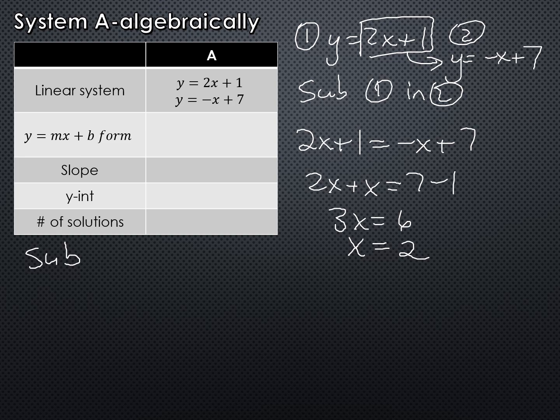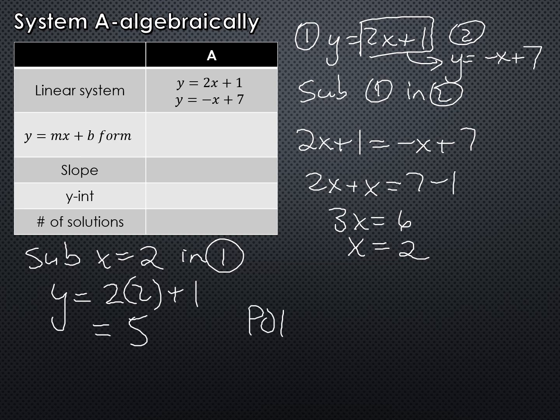Then sub x equals 2. Doesn't matter which equation you pick. Let's pick the first one. y equals, replace x with 2. 2 times 2 is 4, plus 1 is 5. The POI is (2, 5), which is exactly the same as we got when we graphed and when we compared the slopes and y-intercepts. So again, just proving what we're trying to figure out by comparing their slopes and y-intercepts.